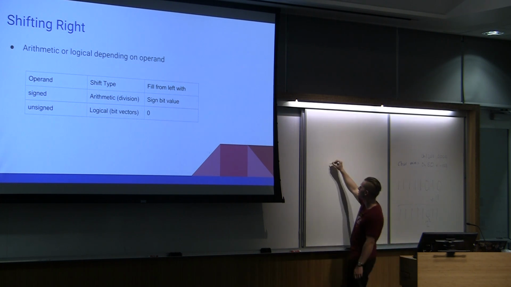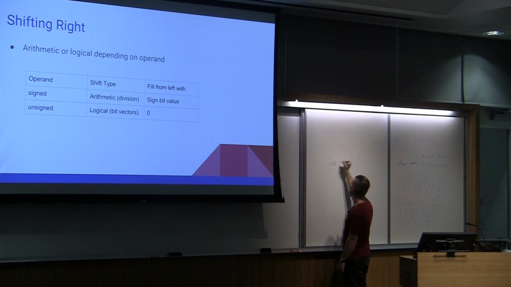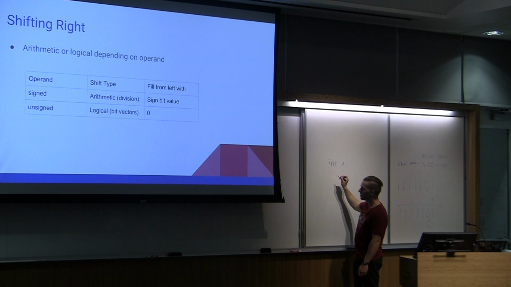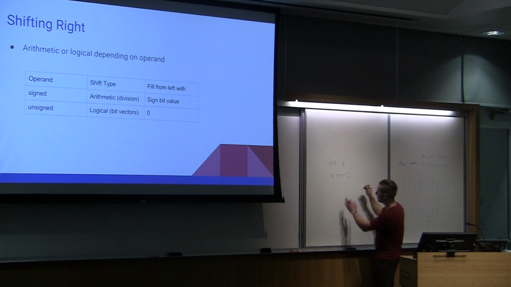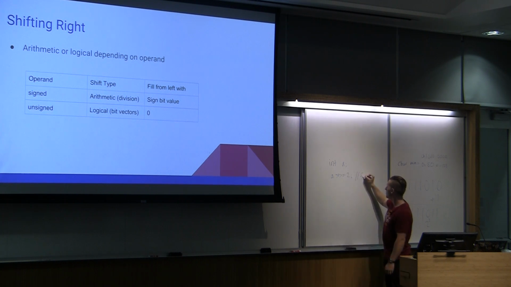So if I have an integer, let's say a, and I want to do a right shift that's logical, what I really want to say is, if I just try a right shift equals 2, then the problem is that we're going to fill with the sign bit.